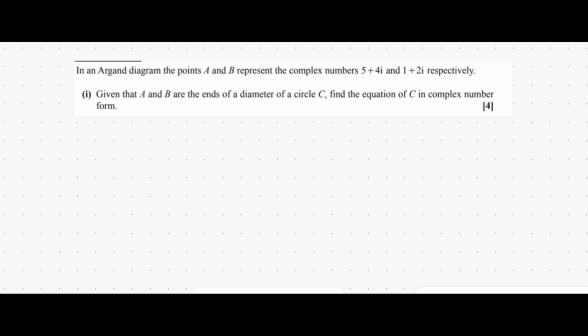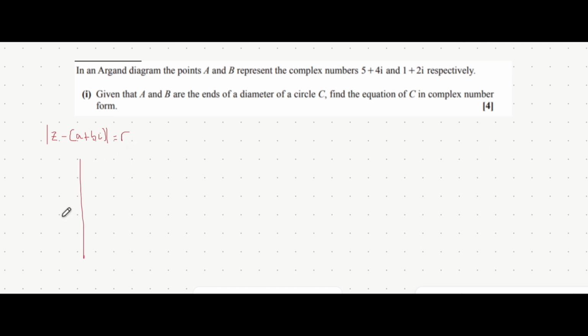In this video, we're going to look at how Argand diagrams can be used with the equation of a circle. So I just want to remind you that the equation of a circle can also be written in the form of a complex number: the modulus of z minus (a plus bi) is equal to r, the radius itself. So a plus bi represents the center of the circle on an Argand diagram, and r represents the radius.